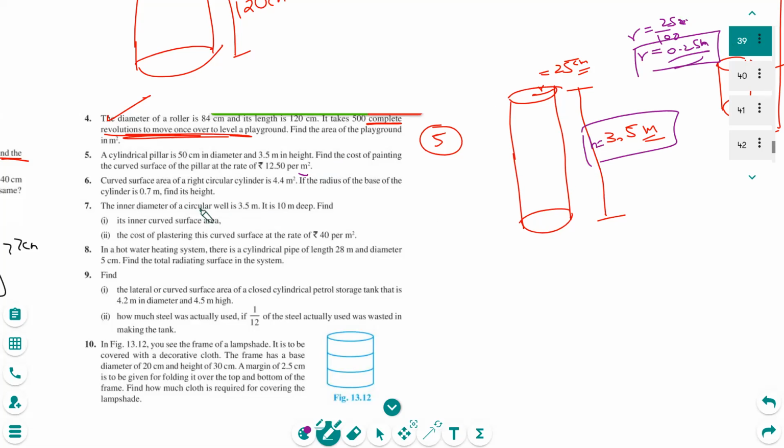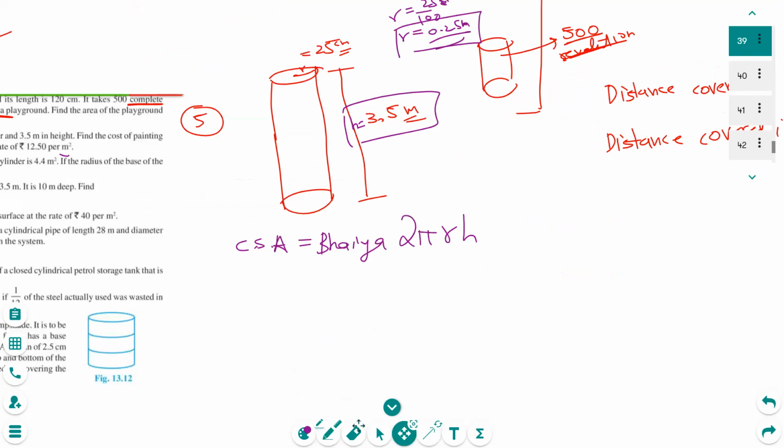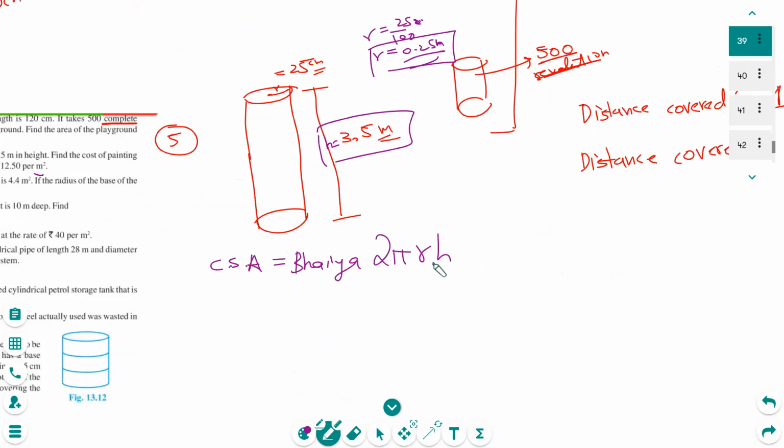So I will just calculate the curved surface area and later on find the cost. So curved surface area is what? The formula for curved surface of cylinder is? I just told you. 2 pi rh. Okay, that's the formula. So I will just put the value of r and the value of h. There is no value for pi here, so remove it.